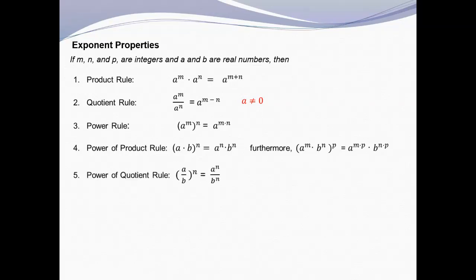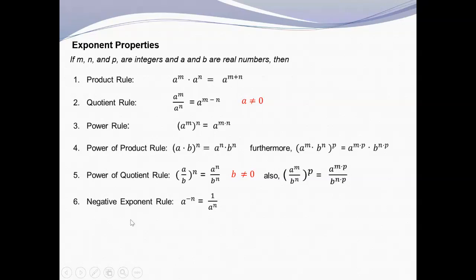Rule number 5, the power of quotient rule. If you have a divided by b, to the n power, then it's going to be a to the n over b to the n. And b cannot be 0 because if the denominator is 0, it's undefined. Furthermore, if you have a to the m over b to the n, to the p power, it's going to be a to the m times p over b to the n times p.